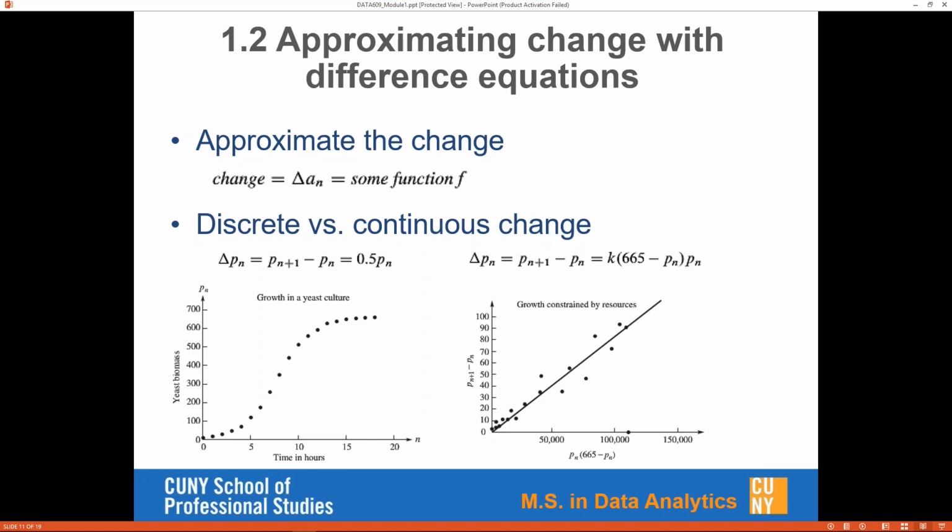The answer is yes. You can say that delta Pn, which is Pn plus 1 minus Pn, is half of the previous yeast biomass. So every period the mass just increased; essentially, the next period's mass is 1.5 times the current period's mass. That is one way to look at it, which happens to be discrete, and it also has some sort of upper bound: when it approaches 15 years and beyond, it's kind of stable somewhere.